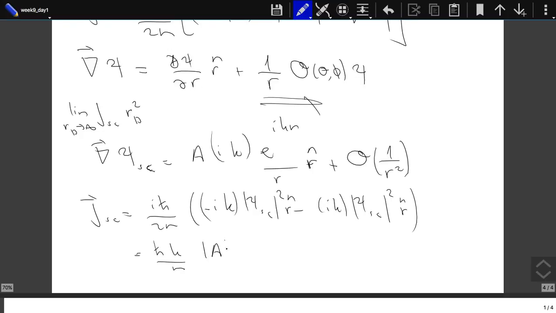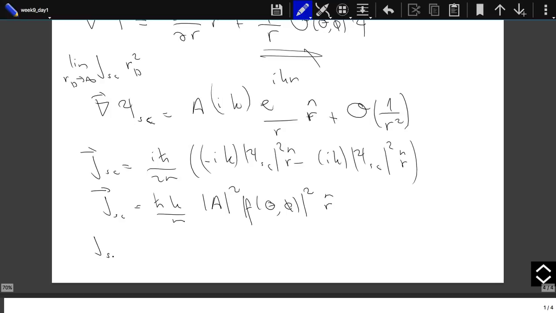Psi squared is a squared times f of theta and phi squared. And that's it, in the r hat direction. This is the scattered current. But you see, if you look at this expression, at least the magnitudes, J scattered is nothing but J incident times f theta and phi squared, 1 over r squared, times 1 over r squared.